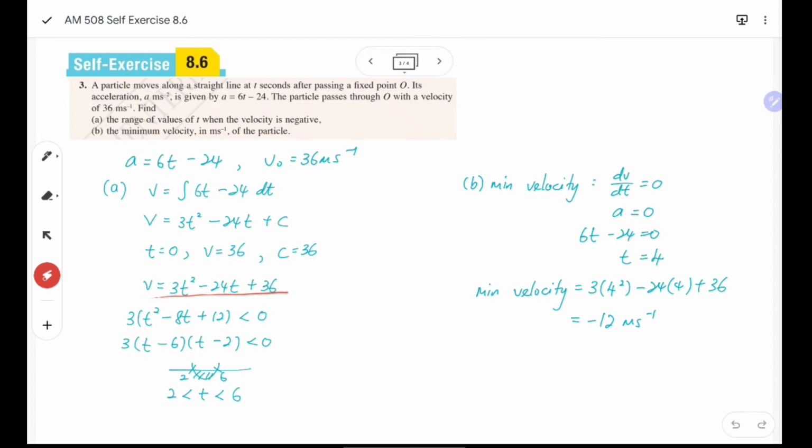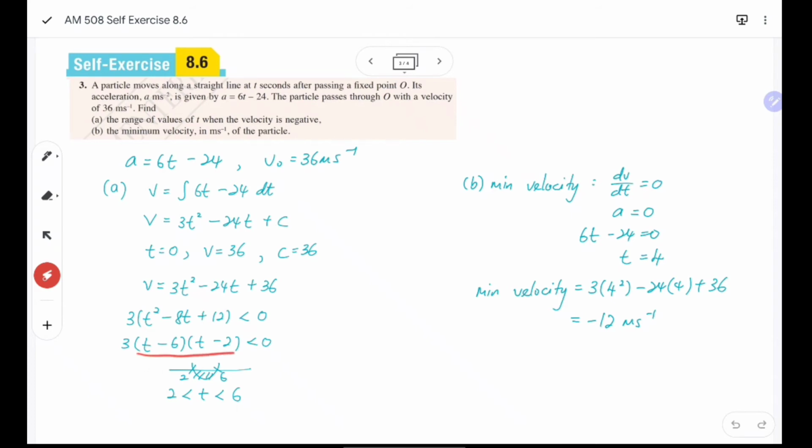Therefore, v equals 3t squared minus 24t plus 36. We need to find the range of values of t when the velocity is negative. So when v is less than 0, I factorize out the 3 from here. So we get 3 times (t squared minus 8t plus 12) less than 0. And again, we factorize the t squared minus 8t plus 12. We get 3 times (t minus 6)(t minus 2) less than 0.